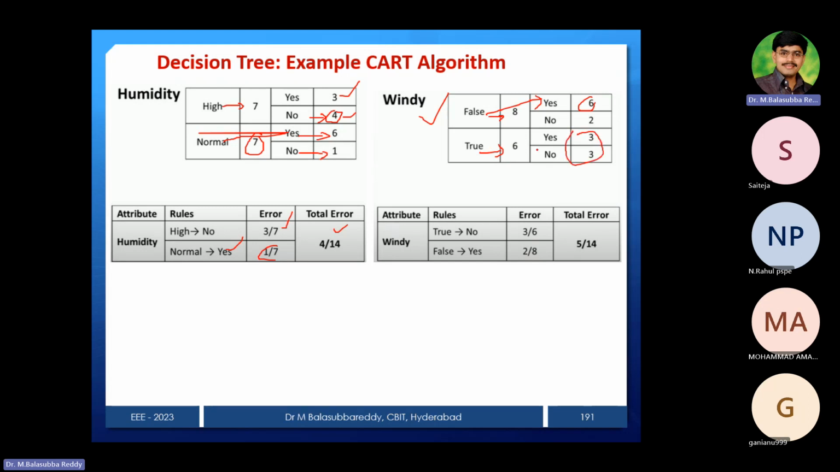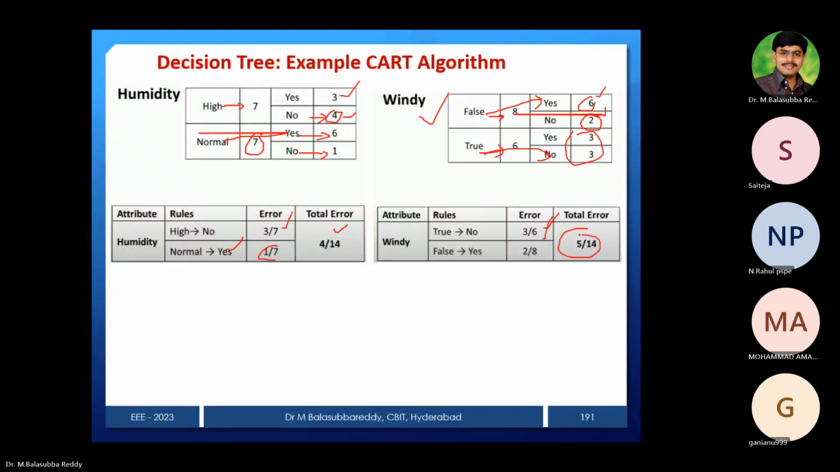You take it as anyone. Let it be true is a no. Anything you can take. True is no, then we'll get it as 3 by 6. Then false is yes. You can take it as this: 6 times are classified correctly and 2 times are classified incorrectly. So incorrect divided by total is 2 by 8. That will get 2 by 8.